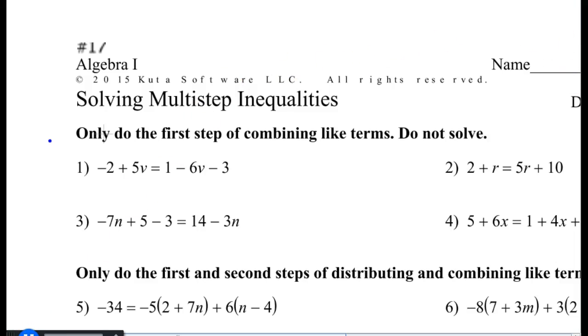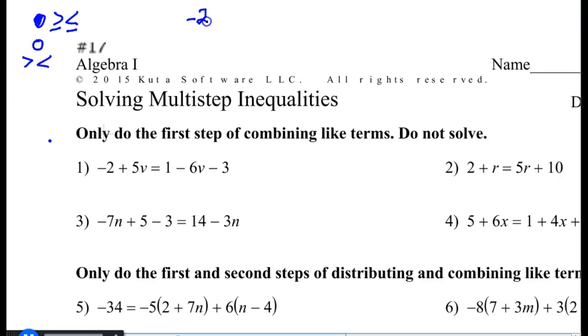This is again review, multi-step. The number one thing we've been working on is the open and closed circles. Which one is which, right? Closed circles are going to be equal to, right? And open is going to be less than or greater than.